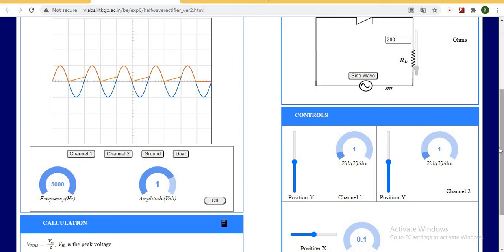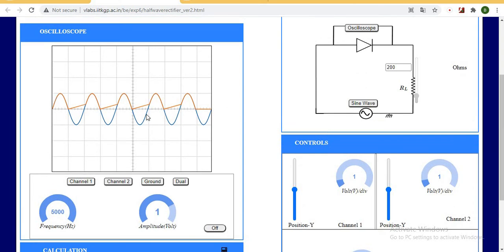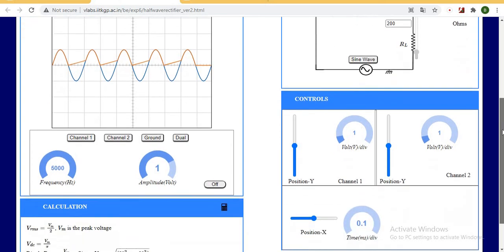During the negative half cycle, what will happen? One second, sorry. During the positive half cycle, the diode will conduct because this point is positive and this point is negative, or the P side of the diode, the anode, will be connected to the positive side, and the cathode will be connected to the negative side. So the diode will be forward biased and the current will flow. You can see the current is flowing from this point to this point. During the negative half cycle, what will happen? The diode is reverse biased and the current will not flow. So this is how your half wave rectifier will work.